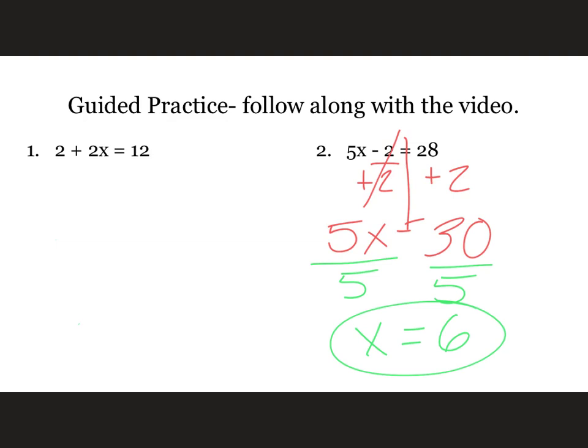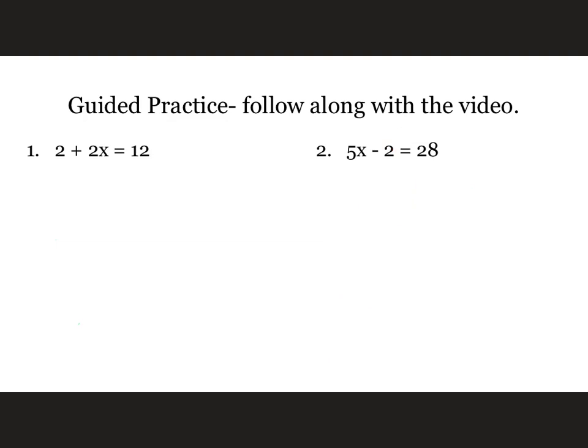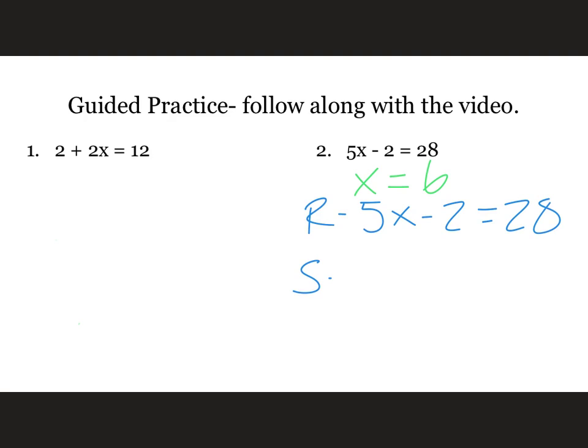But now I need to make sure that I check. So once again, we know that x equals 6. I need to do RSS. So first R is to rewrite. So I rewrite 5x minus 2 equals 28. My first S is to substitute. So I now plug in 6 where x was. So 5 times 6 minus 2 equals 28.